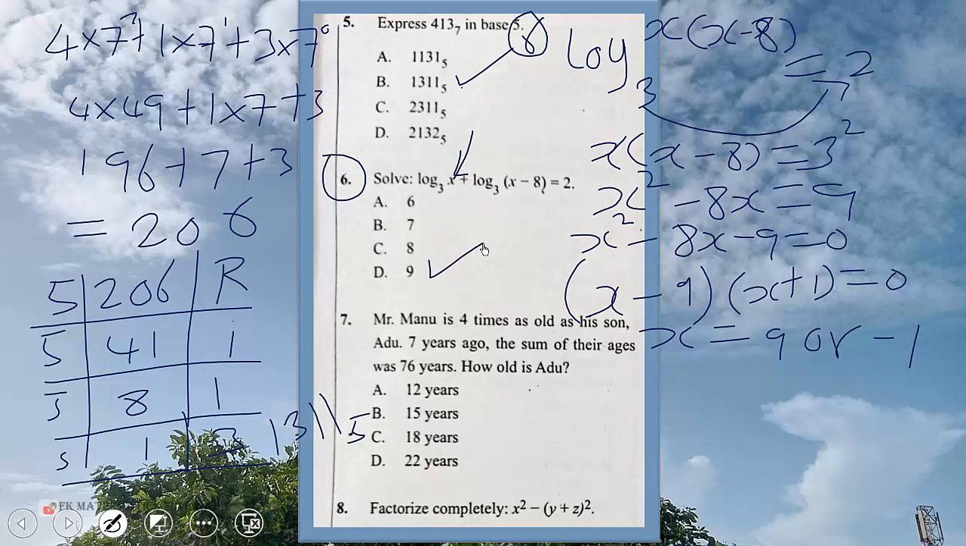Mr. Menu is 4 times as old as his son, Edu. 7 years ago, the sum of their ages was 76 years. How old is Edu? So we're told that Mr. Menu is 4 times as old as his son. So let M be Mr. Menu's age. So it will be 4 times as old as his son, Edu.